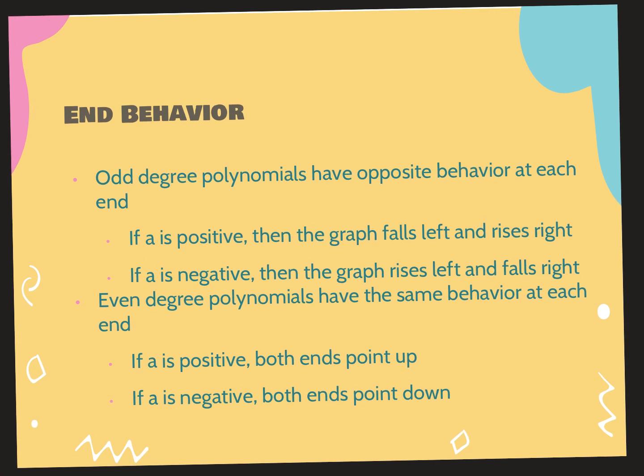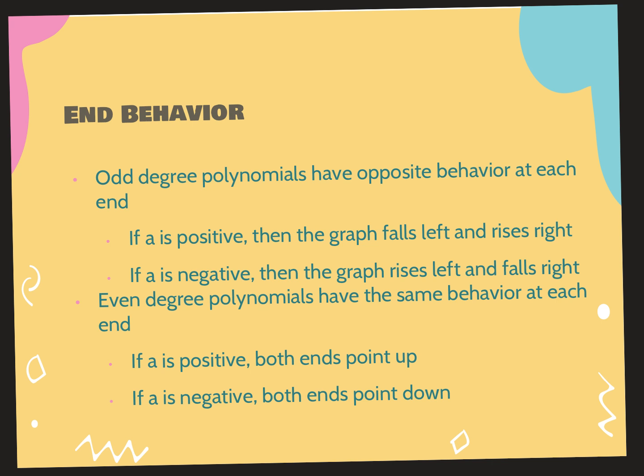We're going to first talk about end behavior. And what that means is what the graph is doing at the ends. What direction are the arrows going? There's two options. You're either going to have them going in opposite directions or they're going to be going in the same direction. Very, very simple, very straightforward.